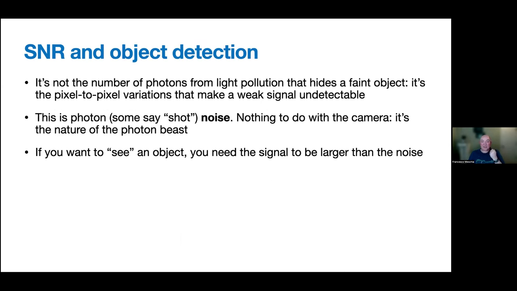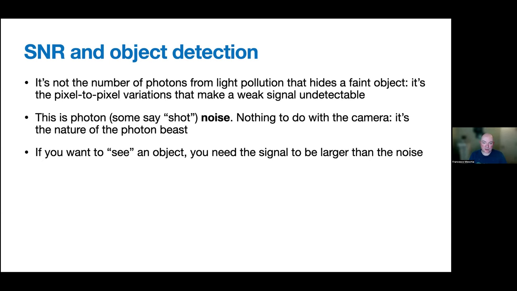Because it's not the number of photons from light pollution that hides a faint object. It is the fact that from pixel to pixel, there are variations. There's the standard deviation. 66 times out of 100, you can expect that the variation from one pixel to the next will be less than one standard deviation. And it's this variation that makes a weak signal undetectable, because the variation itself is larger than the signal that you want. This is what we call photon noise.